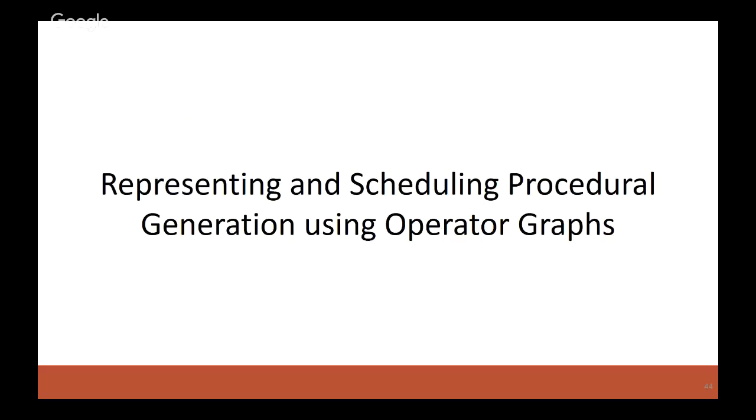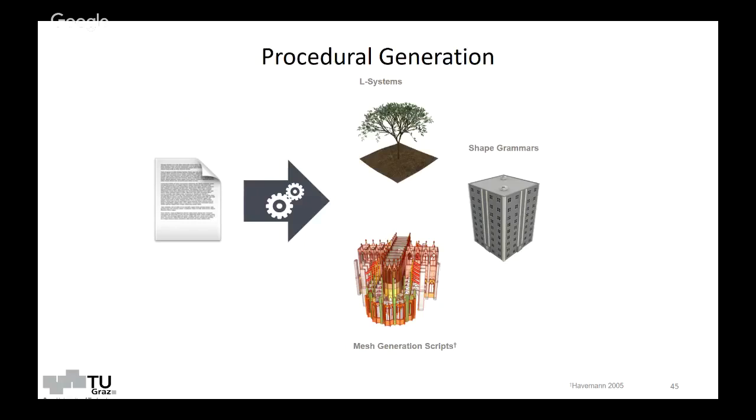Okay. If there is nothing, I will go to the next one, which is representing and scaling procedural generation using operator graphs. This was a synchronization paper last year, I think, maybe 2 years ago. And what we want to do here is run procedural generation on the GPU. Does everyone know what procedural generation is?